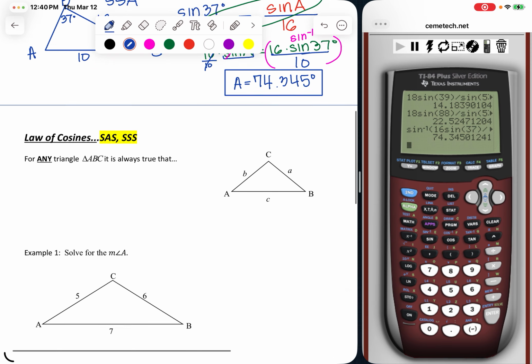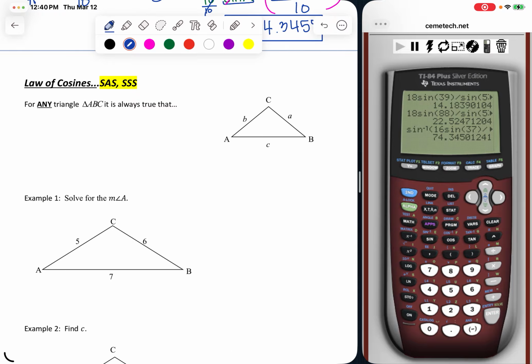Okay, that was long-winded. Let's move on to the law of cosines. We are going to write 3 equations for the law of cosines, but all these equations are the same. Law of cosines is used for SSS or SAS. This is really what I have memorized: if it's SSS or SAS, it's law of cosines. If it's anything else, it's law of sines.